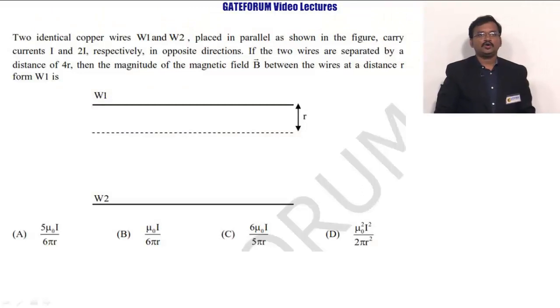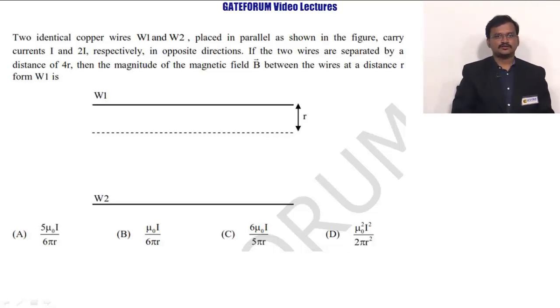Next question. Two identical copper wires W1 and W2 placed in parallel as shown in the figure carry currents I and 2I respectively in opposite directions. If the two wires are separated by a distance of 4r, then the magnitude of magnetic field B bar between the wires at a distance r from W1 is. Okay, so this is the question they have given.